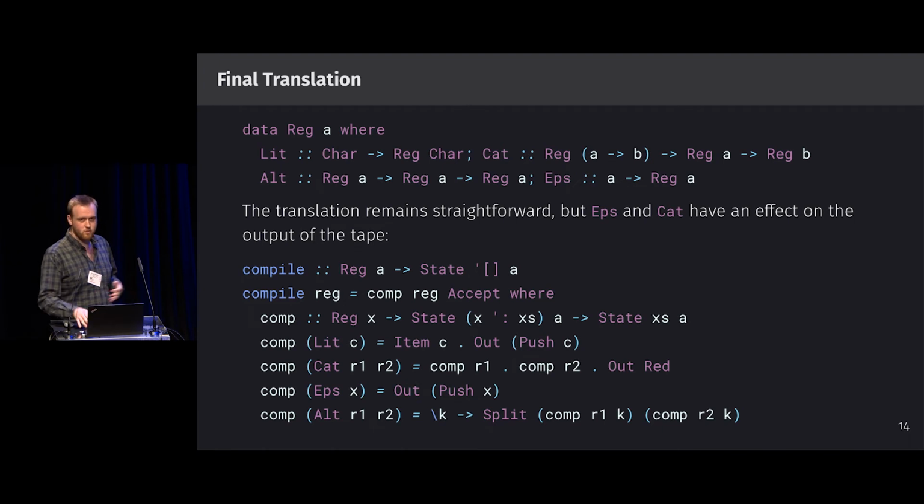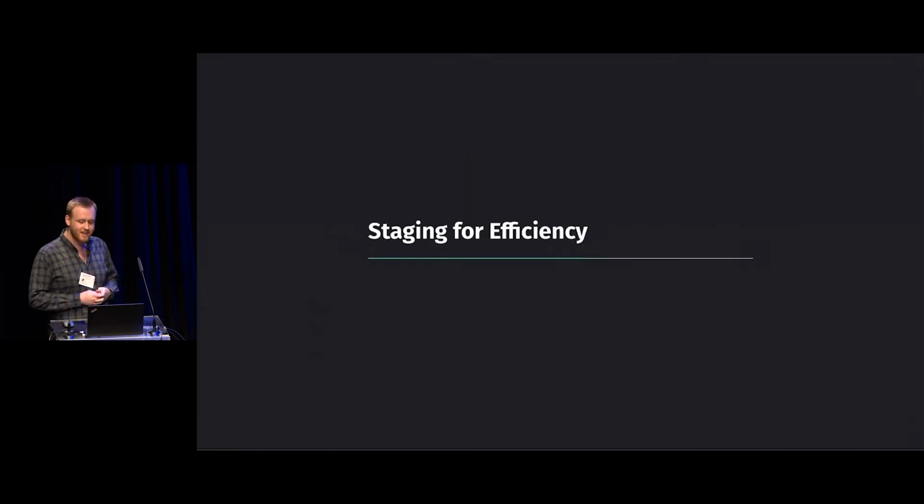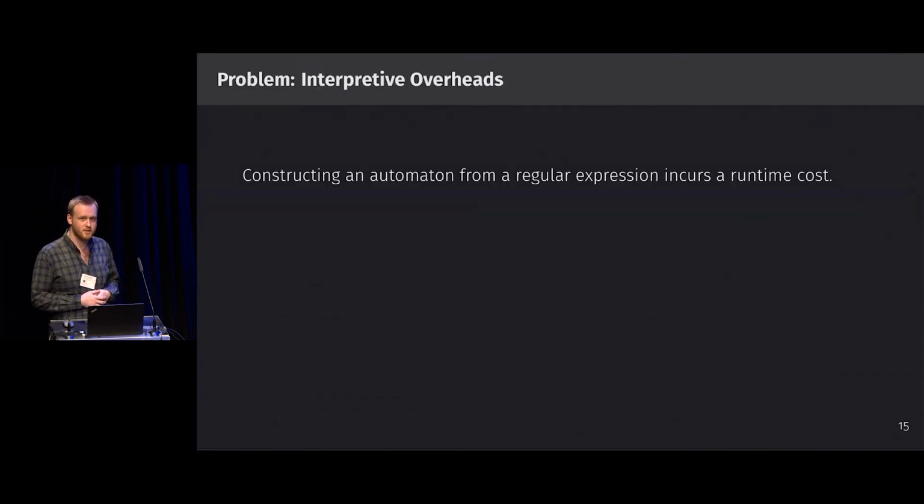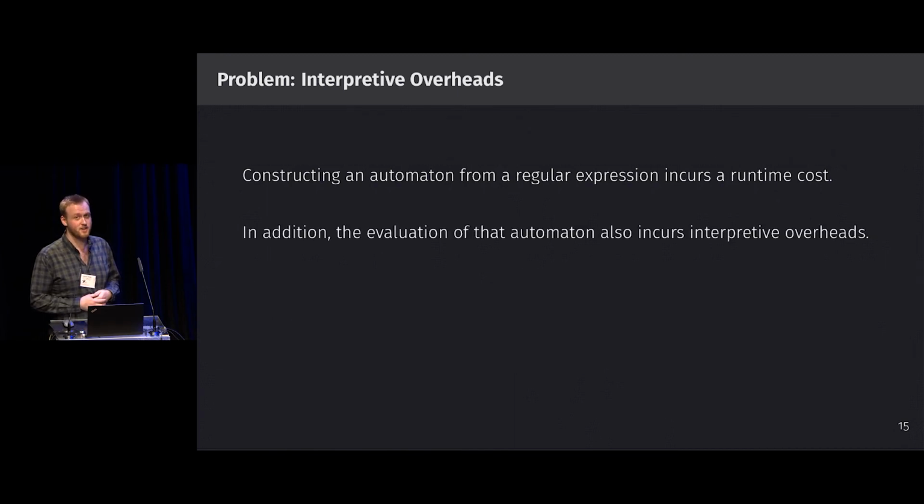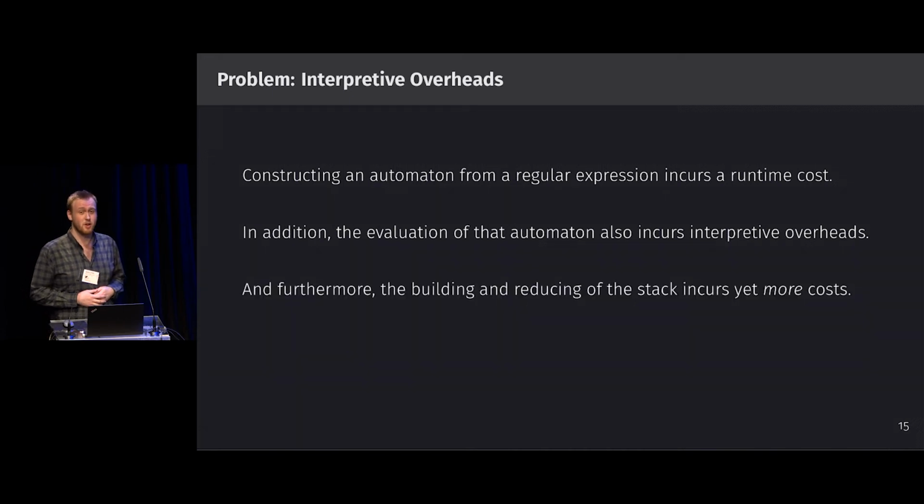So what now? Well, here's the problem. Here's what's going wrong. Constructing these automatons incurs a runtime cost, and evaluating those automatons incurs runtime costs. And maintaining a stack incurs runtime costs. I'm not about runtime costs. I prefer my things to be as fast as possible. So what am I going to do?